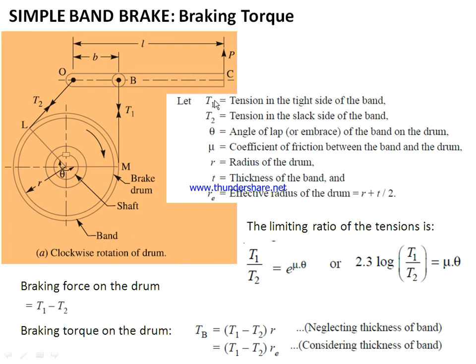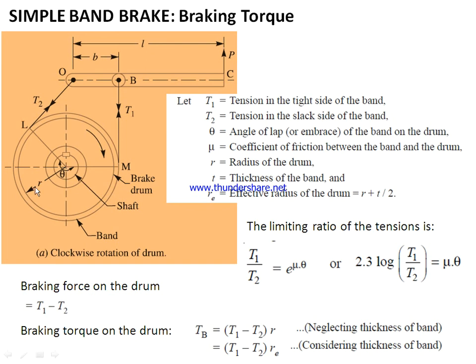Now let us have a look at the various notations used here. Let T1 be the tension in the tight side of the band, T2 the tension on the slack side of the band, and theta the angle of lap, or angle of contact, or angle of embrace of the band on the drum. So this is the angle between the points of contact, M and N. Mu is the coefficient of friction between the band and the drum. Because of friction only, the drum will come to a halt.